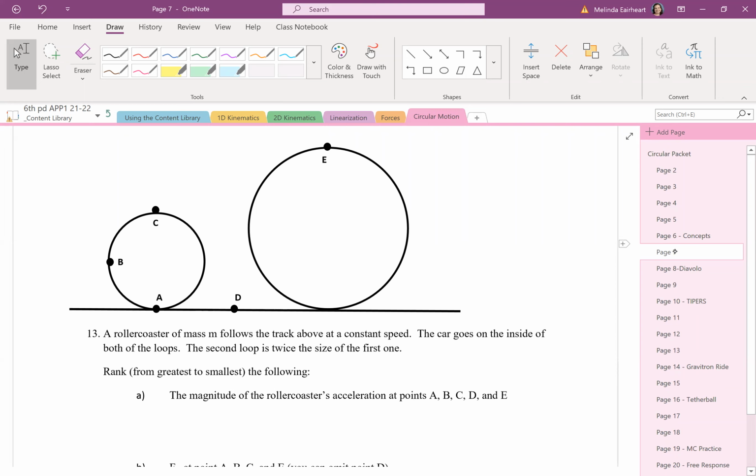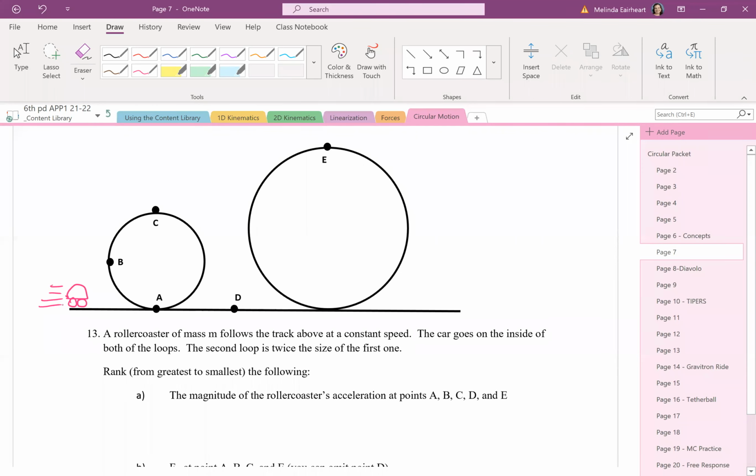Okay. A roller coaster. And that's the car. There's not a car on here, but we'll say it starts on the left and we'll make it go to the right. A roller coaster has a mass m, factor of 1, and it follows a track at a constant speed. Now this is probably not real life.